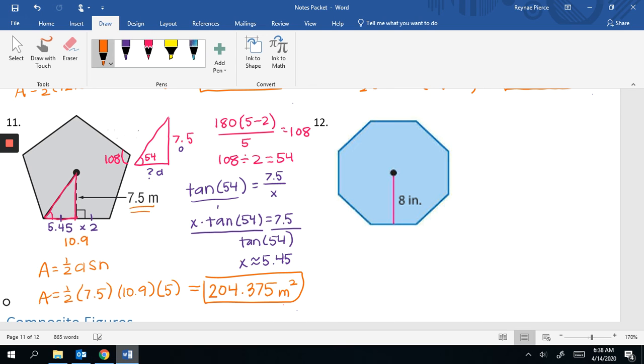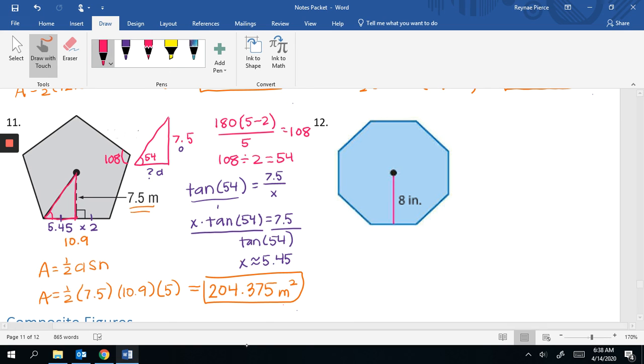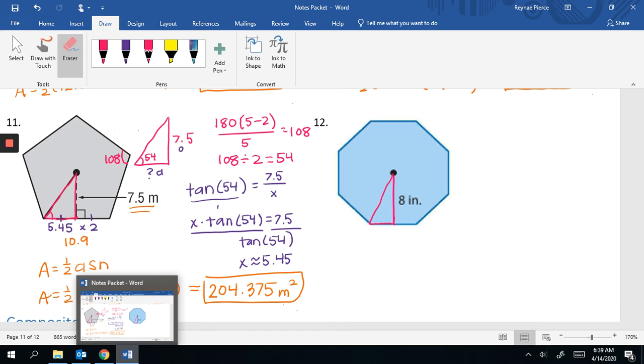Last example here, number 12, we've got another octagon. And we have the apothem, but we don't have the side length. So that's what we're going to work to find first. I'm going to draw this a little bit bigger, actually. There we go.